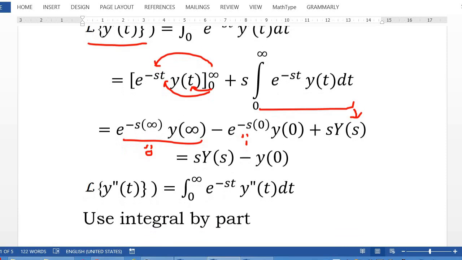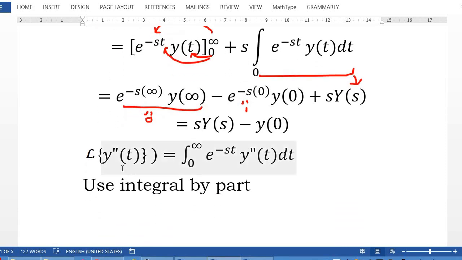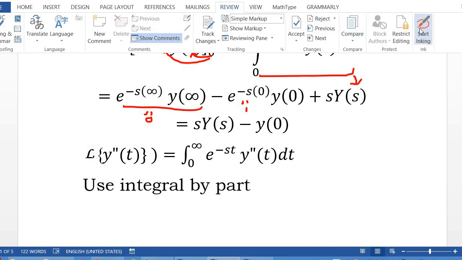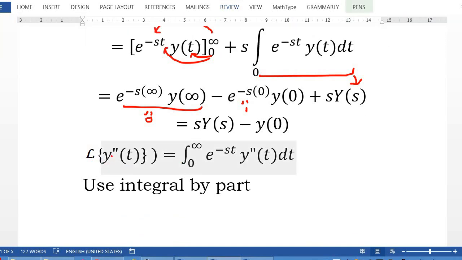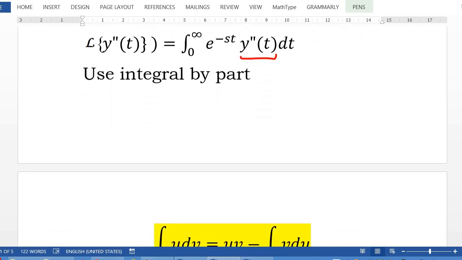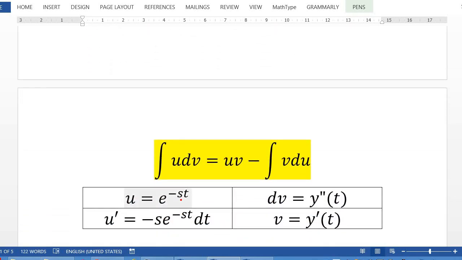Okay, now if you want to find the Laplace transform for the second derivative, the same thing: using the Laplace transform for y''(t) by using the definition of Laplace transform, you replace the y(t) here by y''(t). Again, use integration by parts. Same thing, we choose u as e^(-st), and dv is y''(t) dt.